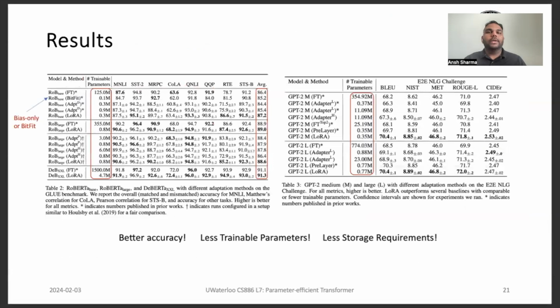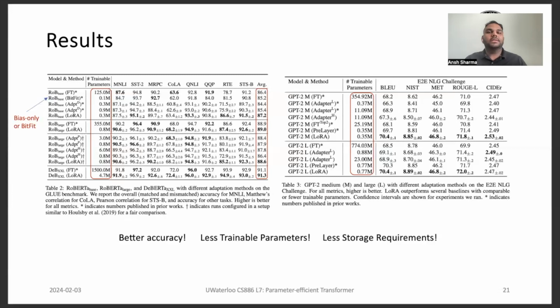On the GLUE benchmark, we can see the approach using RoBERTa base with LoRA only utilizes 0.3 million new parameters to result in an 87.2% accuracy, using the least number of parameters other than the approach with BitFit, which results in a much lower accuracy of 85.2%. And in the E2E NLG challenge with GPT-2, the approach with GPT-2 medium with LoRA uses only 0.35 million new parameters to give the highest accuracy in all cases when compared to fine-tuning, which used 354.92 million new parameters to give a lower accuracy.